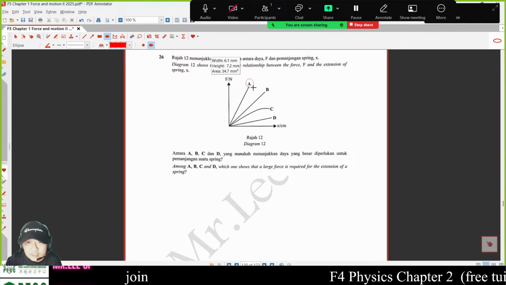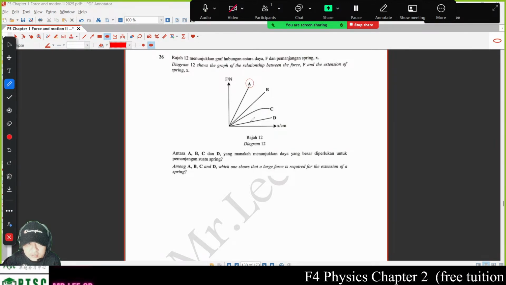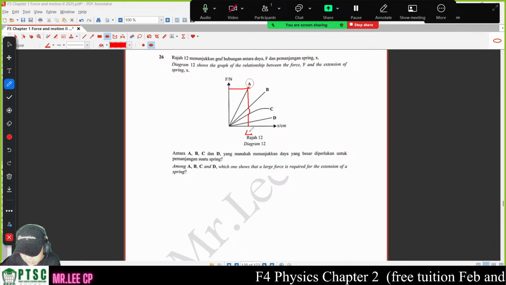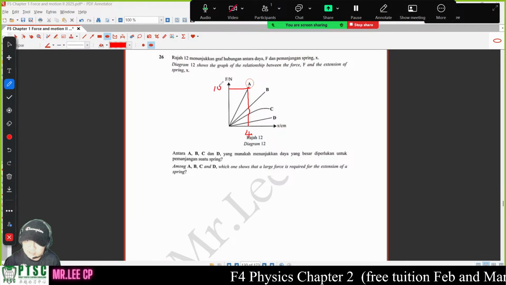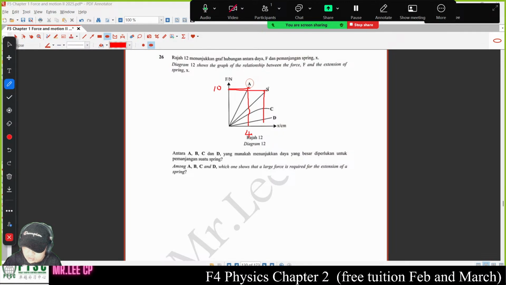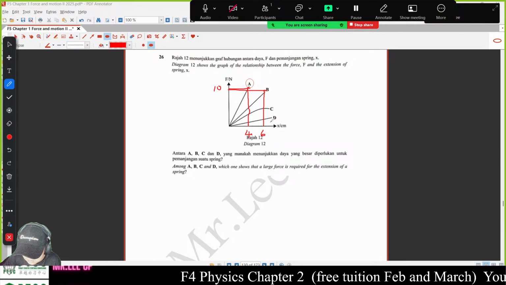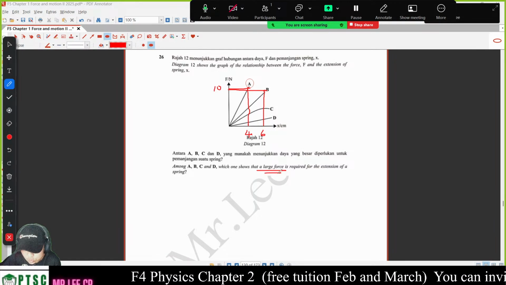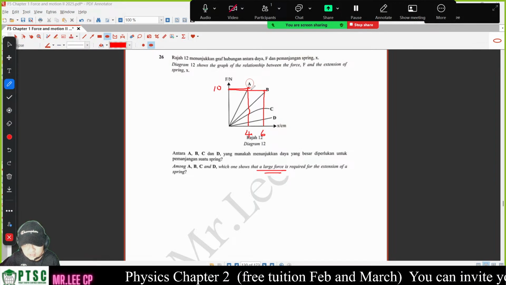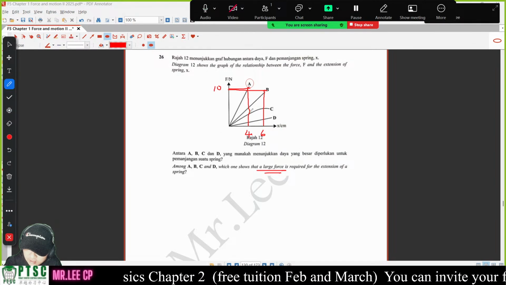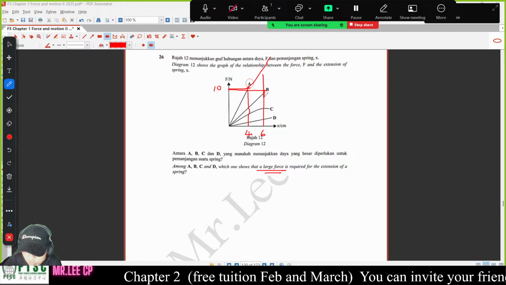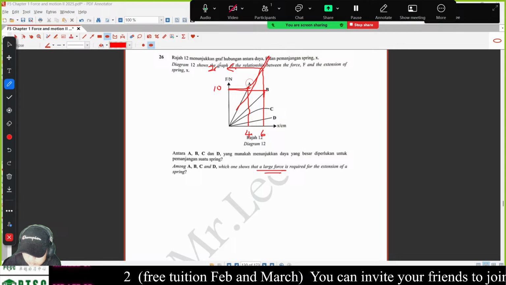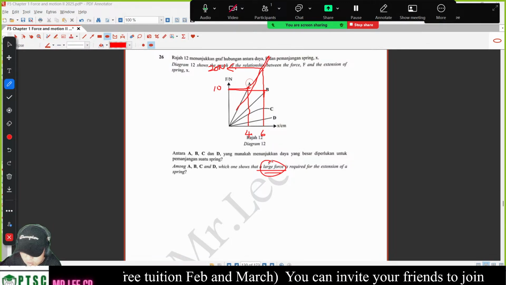If you don't understand, I'll use another way to explain. Like this one, 10 Newton extends 4 cm. This one, 10 Newton extends 6 cm. So which one is stiffer? A is stiffer. Large force, you need a lot of force to extend the spring. So this one, 10 extends little only. If you want the same extension, 6, this graph probably needs like 20 Newton. So you need a large force.